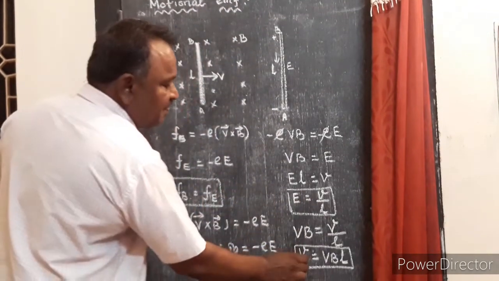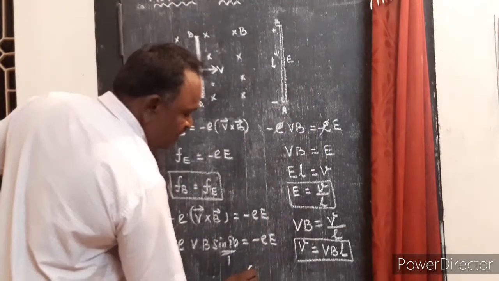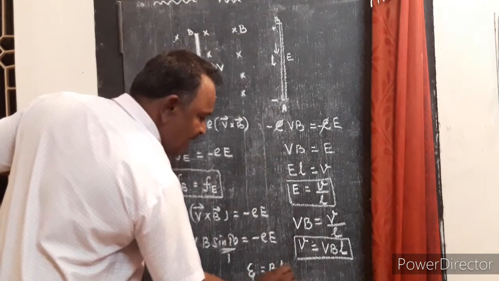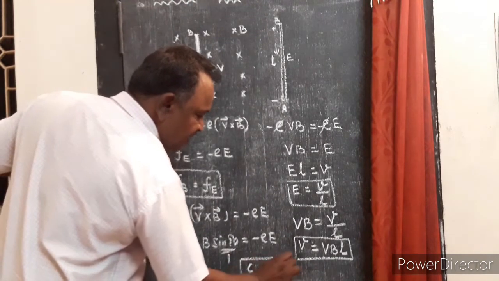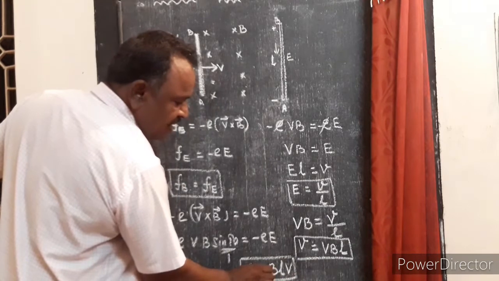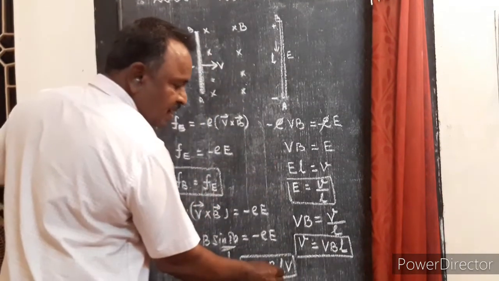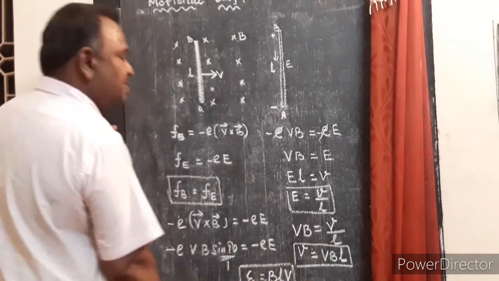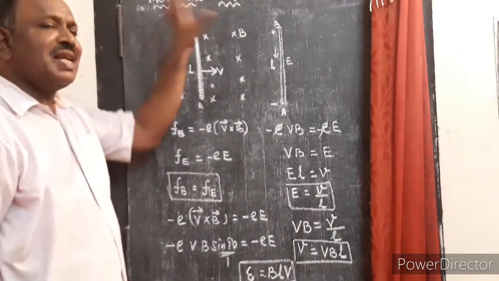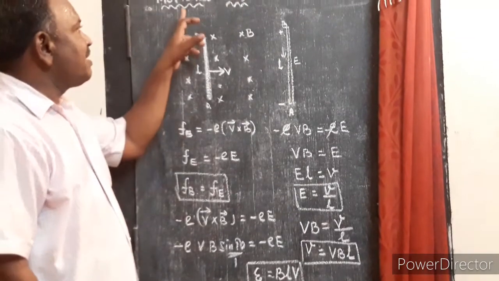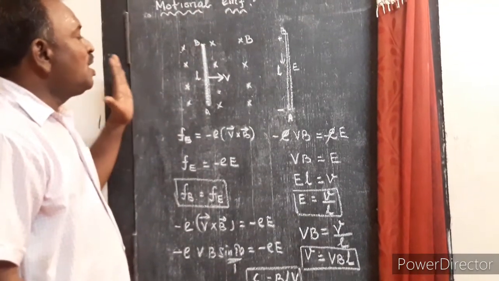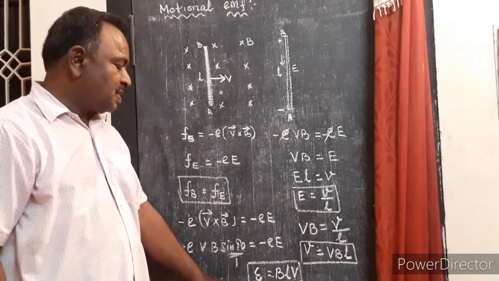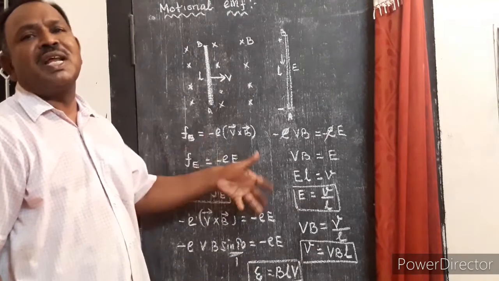The motional EMF can also be written as E is equal to BLv. It is the product of the magnetic field, the length of the conductor, and the velocity with which the conductor is moved. So this is the expression for motional EMF. Since this EMF arises due to the motion of a conductor in a uniform magnetic field, this EMF is called motional EMF.